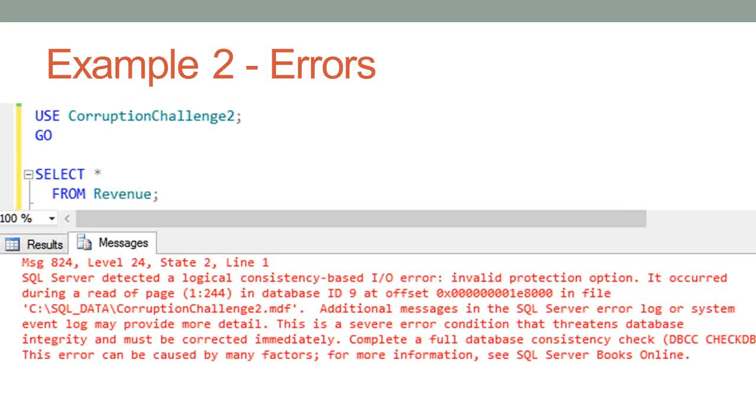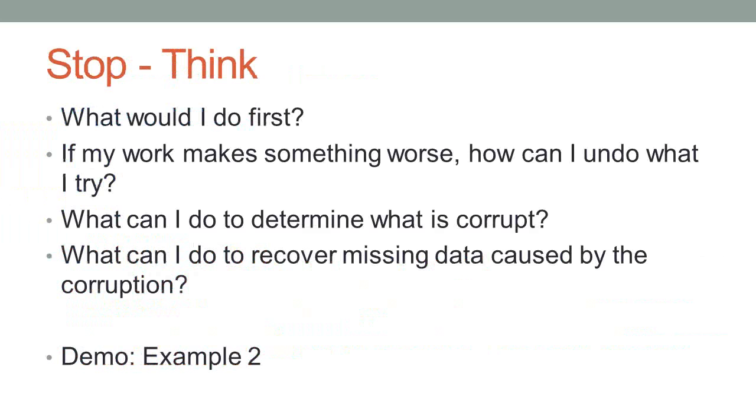So this one, we're going to take a look at Corruption Challenge 2, and when we select star from revenue, it shows us that, well, we can't. Previously in the first example, we were able to select everything out of the table, and it just showed us nulls where the corruption was, but in this case, it's more serious. When we try and select from the table, we get these error messages. And let's jump into it. So the thing to think about is, what would you do first?